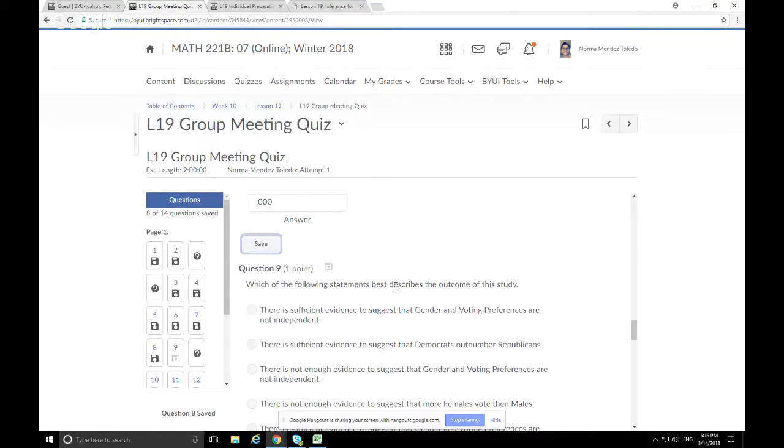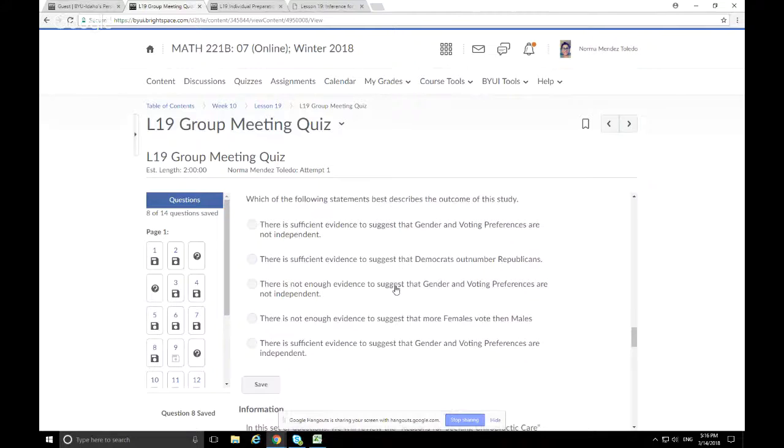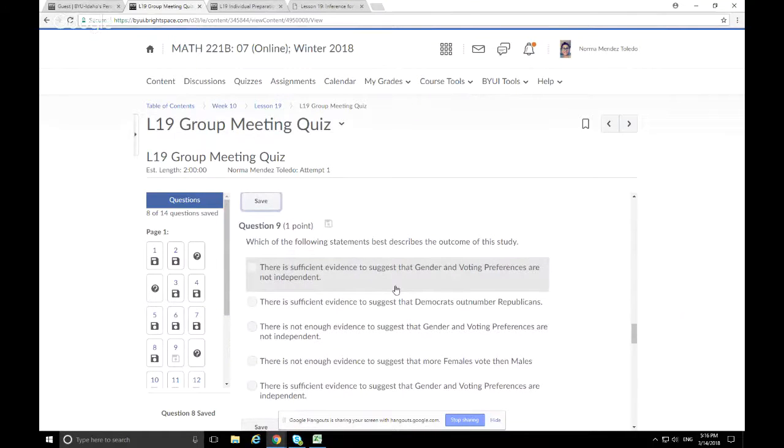Which of the following statements best describes the outcome of this study? So there is sufficient evidence, because we rejected the null, right? Rejected the null. Okay. Suggest that gender and voting are independent. Wait, we rejected the null. Yeah, so are not, right? Independent.